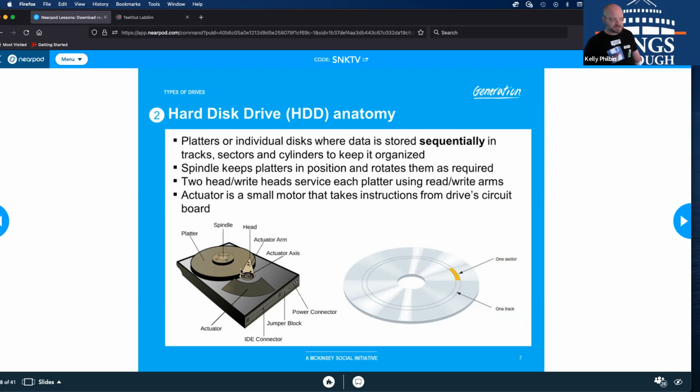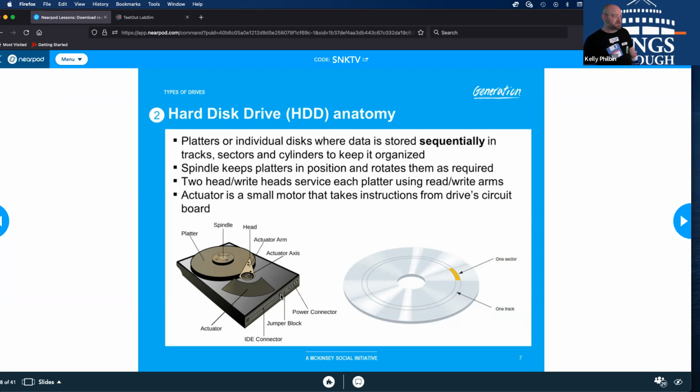A lot of the stuff is just similarly named. So the axis is where it pivots, and the motor that drives it is the actuator itself. And this is the motor that drives the arm back and forth to be able to write and read from the drive. On the back of it, you have an IDE connector or a SATA connector, depending. And then you have your 4-pin Molex power connector or your SATA power over here.